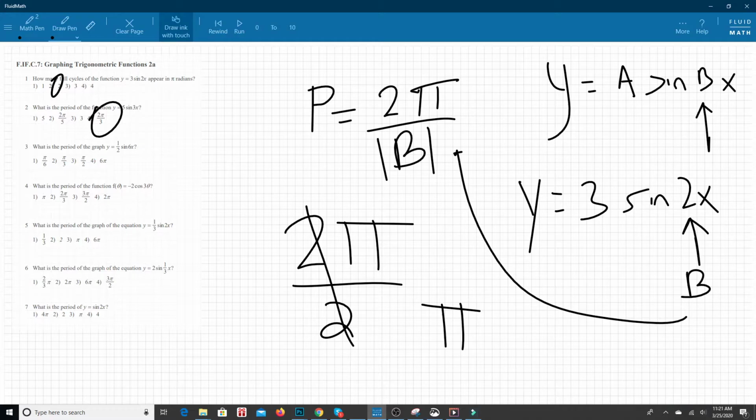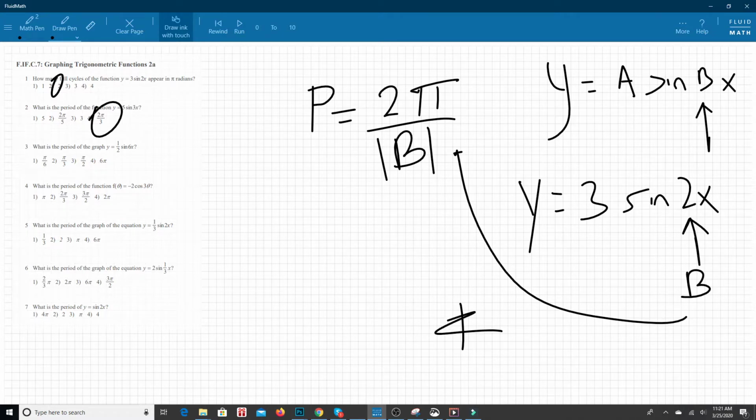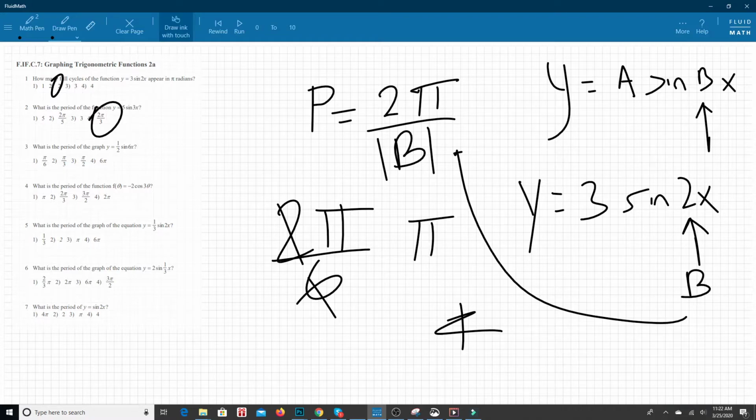So looking at this right here, it's going to be 2π over 6, which breaks down to π over 3. I will take attendance after all this.